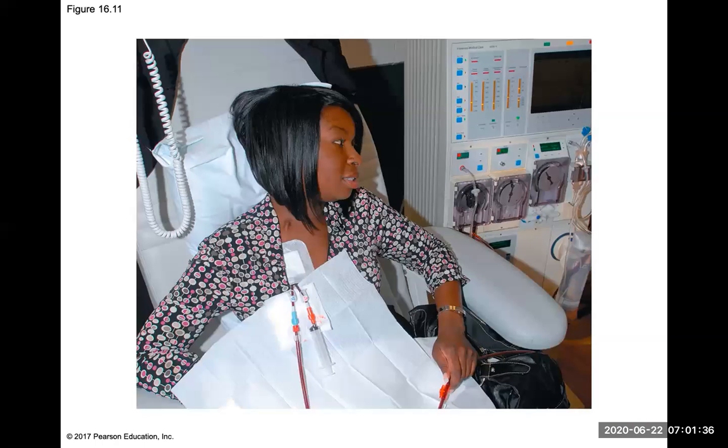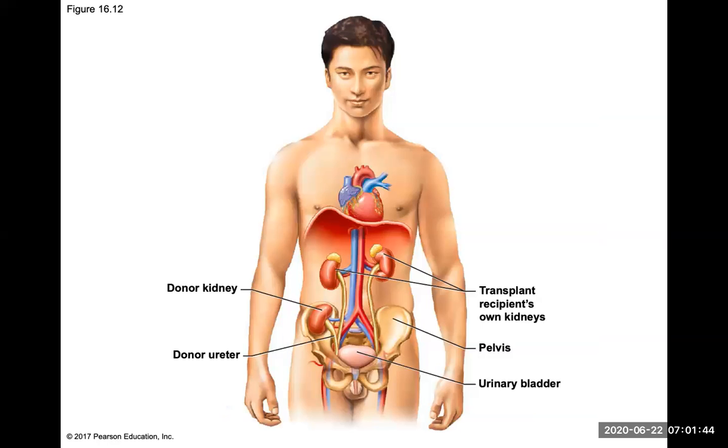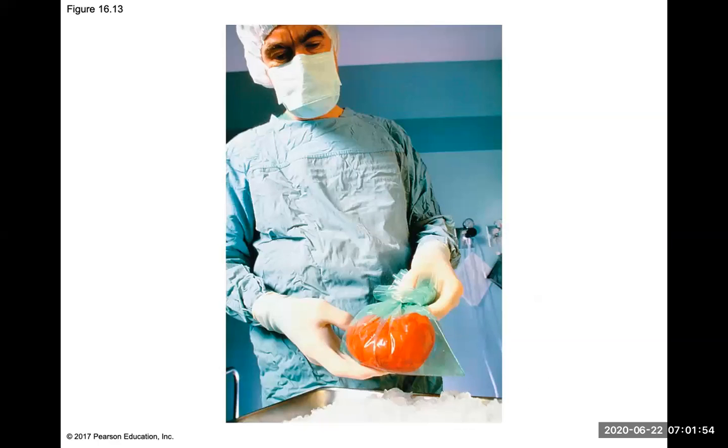So here's someone going through dialysis, being hooked up. All the blood will travel through that machine, get cleaned out, and then return back to the body. Here's a look at a donor kidney and where it might be located in order to find a space for it in the body. There's a look at a kidney transplantation. You're able to live with one kidney. So I've known of many people who have donated one of their kidneys to a friend or a family member.